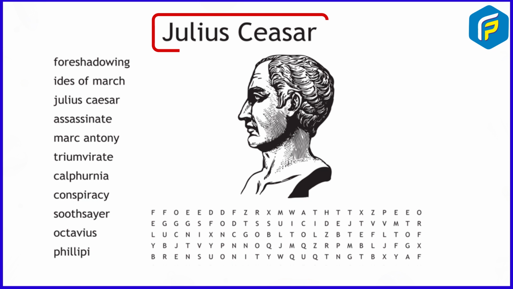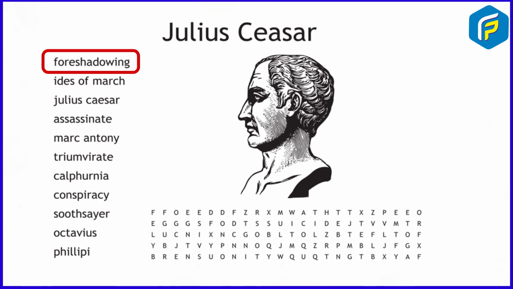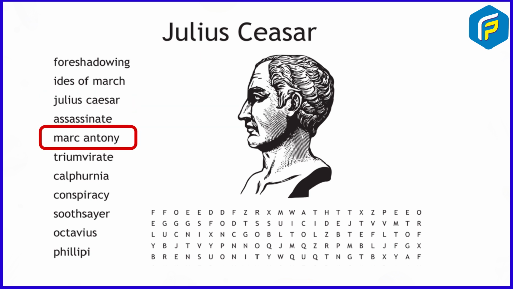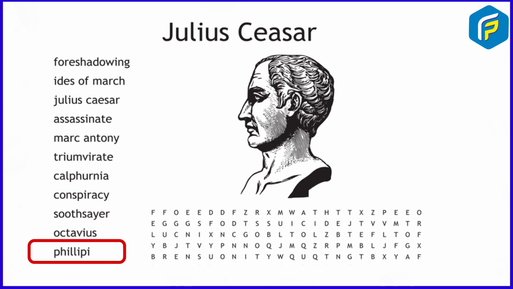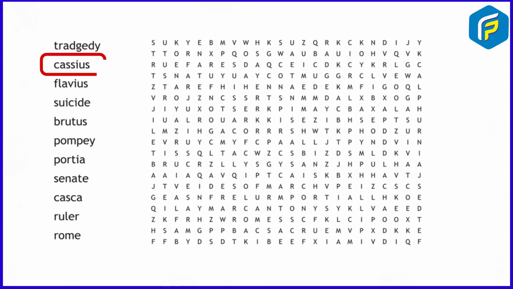Warm up. Julius Caesar. Foreshadowing. Ides of March. Julius Caesar. Assassinate. Mark Antony. Triumvirate. Calpurnia. Conspiracy. Soothsayer. Octavius. Philippi. Tragedy. Cassius. Flavius. Suicide. Brutus. Pompey. Portia. Senate. Casca. Ruler. Rome.